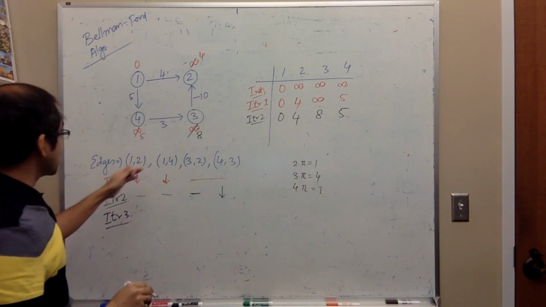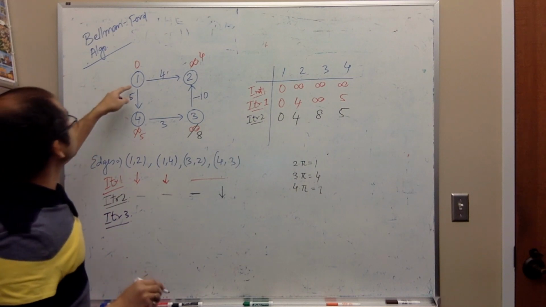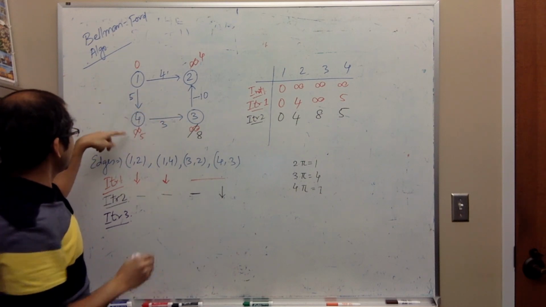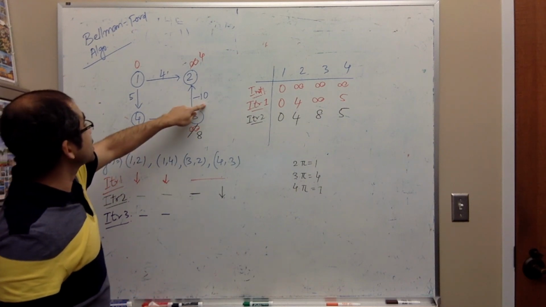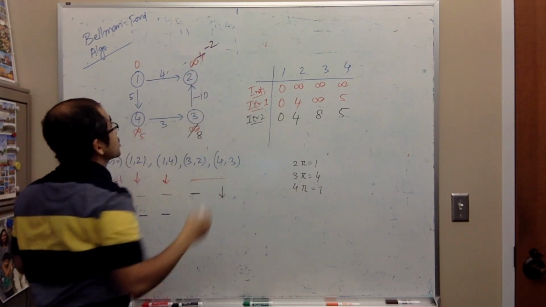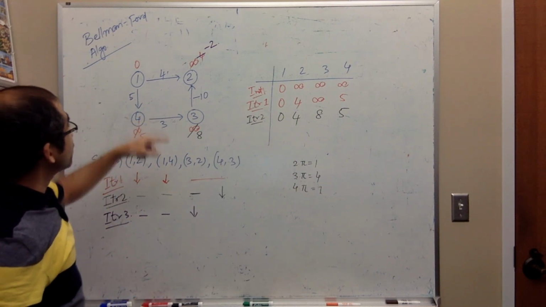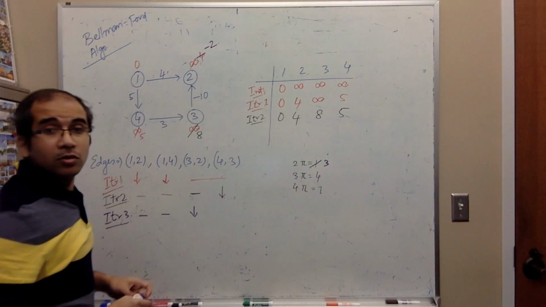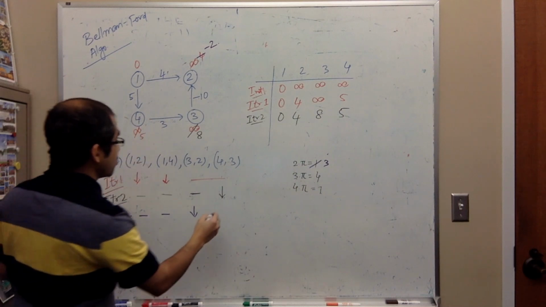Okay, so in iteration 3, in the same order, the edges would be relaxed. So 1 to 2, there is no change here. 0 plus 4, 0 plus 5, 5. So no change here, no change here. 3 to 2 is 8 minus 10, which is minus 2. So this one changed to minus 2. Okay, so this one got reduced. So now 2's new parent is 3, 2.pi changed to 3. And then 4 to 3 is 5 plus 3, 8, which remains the same, no change.